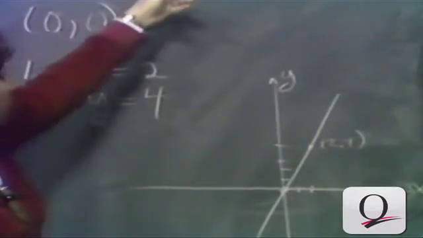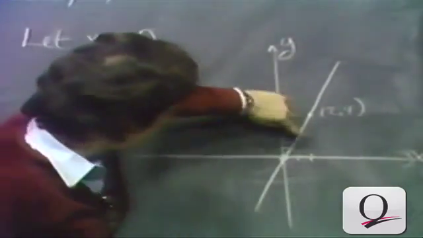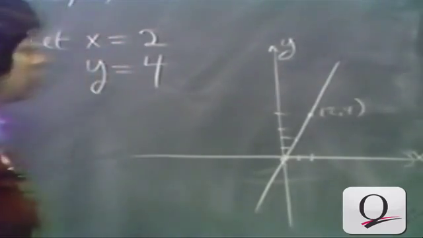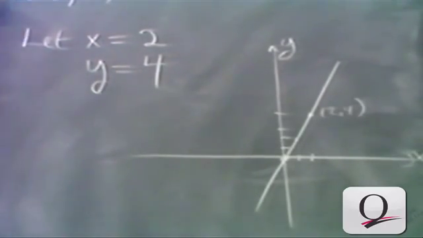Alternately, as I said, we could let x equal 1, and y would be equal to 2. That would be another point on here. x equals 3, y equals 6, and so on. So we just need 2 points. We have the origin as 1, and then just pick any other.